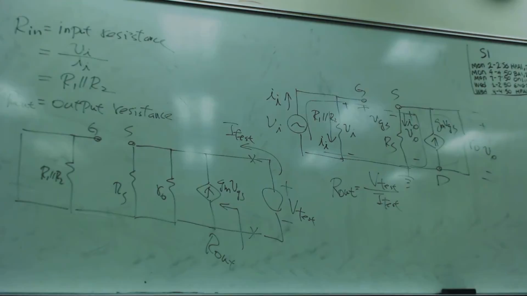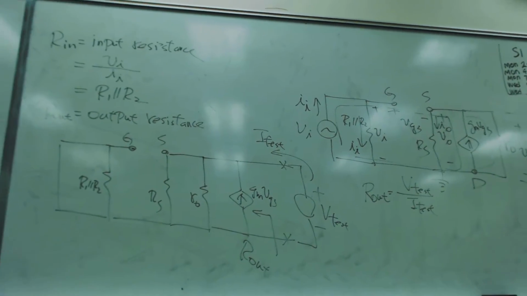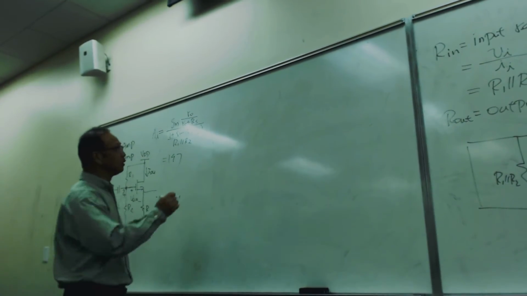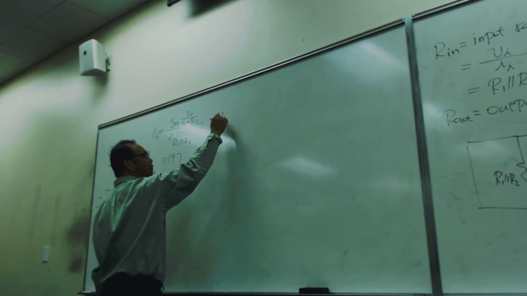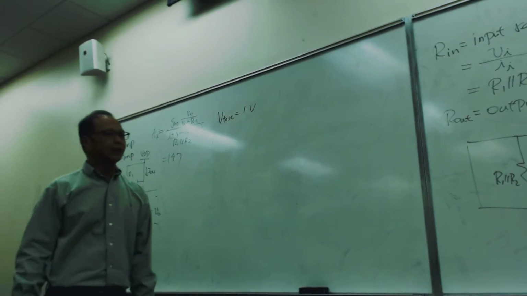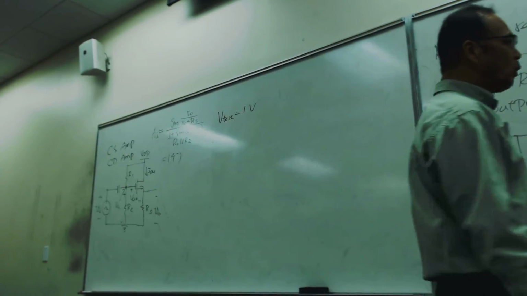Sometimes we want to assign a number to V test to make it easy. You can assign any number, but you want to choose a simple number, not a complex one. So I can say V test equals 1. Make it simple. Okay, so now this is 1 volt.